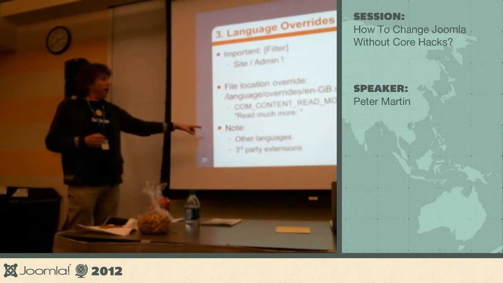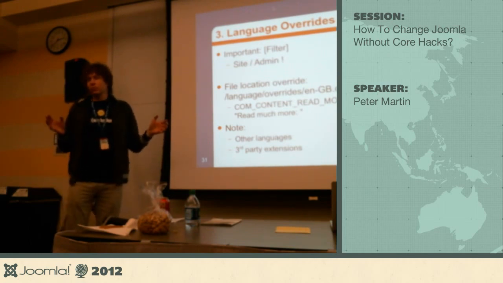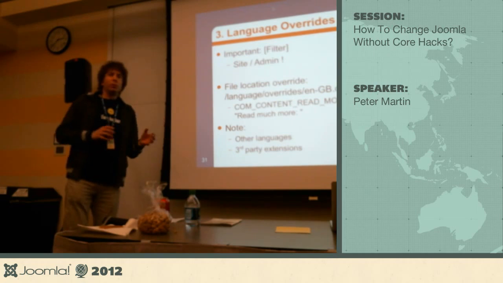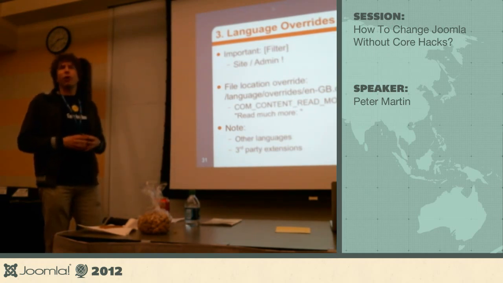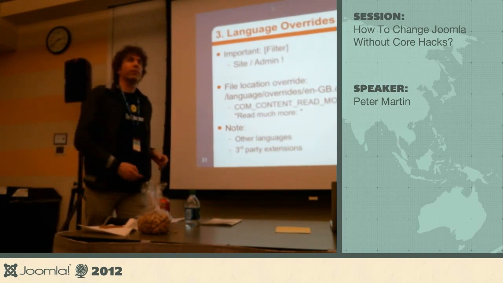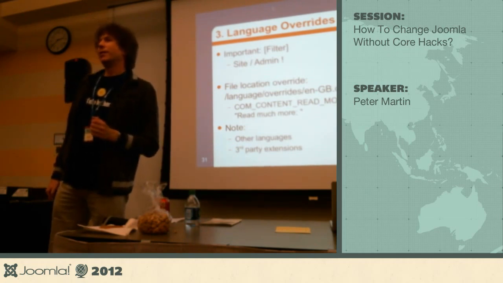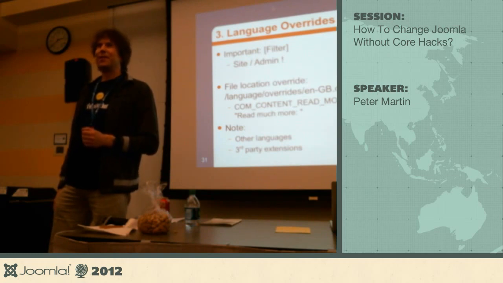If you use third-party extensions, like Community Builder, you have a problem as well, because Community Builder doesn't use Joomla's language files. It has its own language file, so you can't use this for such components. One comment about third-party extensions as well: some share their admin language files with the front end. So sometimes you have to search in the admin parts to find the front end overrides. Okay, good point.